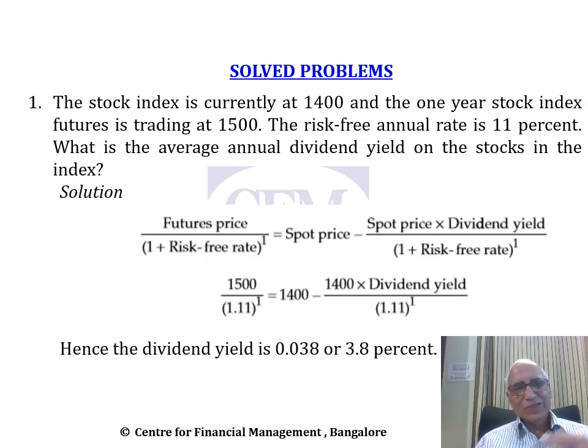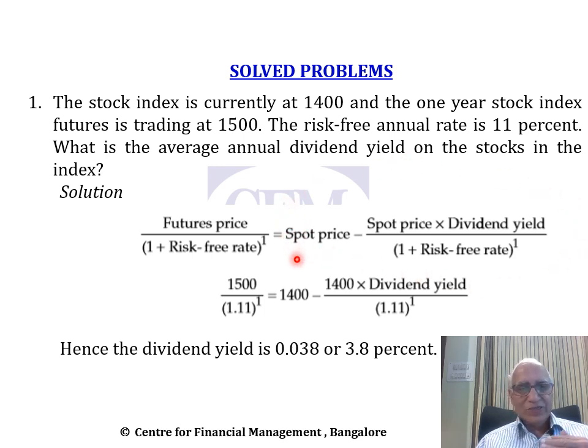Let us look at a solved problem. The stock index is currently at 1400 and 1-year stock index futures is trading at 1500. The risk-free annual rate is 11%. What is the average annual dividend yield on the stocks in the index? We set up this equation. In this equation, on the left-hand side is the present value of the futures contract. On the right-hand side is the present value of the spot contract.